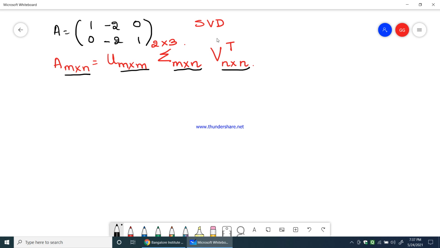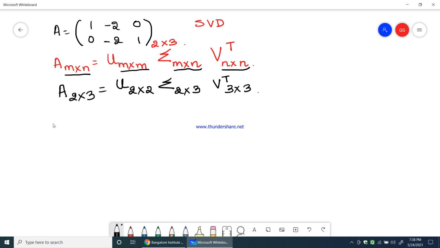The dimension of u will be equal to the row dimension of the given matrix. For this particular problem the given matrix A is a 2 cross 3 matrix. So we will get u to be a 2 cross 2 matrix and sigma will be a 2 cross 3 matrix, whereas V transpose will be a 3 cross 3 matrix. Okay, so step by step let us solve this particular problem now.